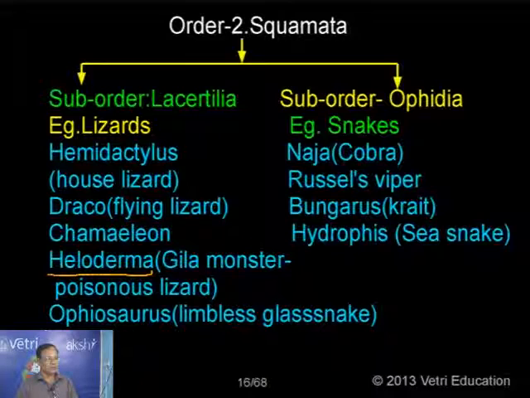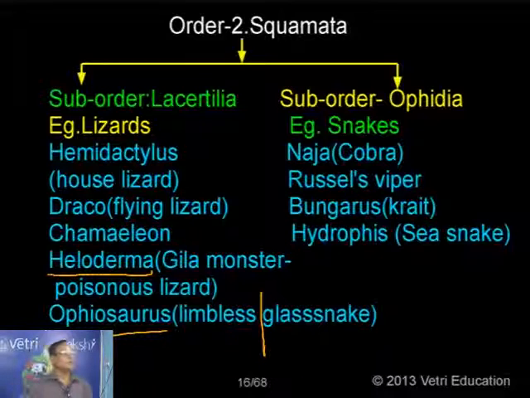But in one lizard, it's also shiny in nature, looking like a glass. And that one is Ophiosaurus, a legless lizard, commonly known as glass snake. Because of absence of limbs, it is called a snake. It's very shiny, we see in the picture. So the Heloderma is the only lizard which is normally poisonous in nature. The study of lizards is called saurology, hence the name Ophiosaurus, a legless lizard, as it is looking like a snake, the name glass snake is given, very shiny.